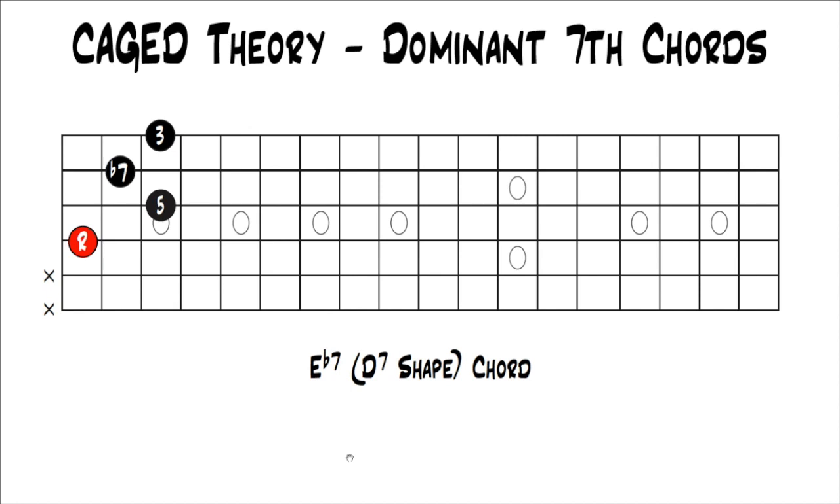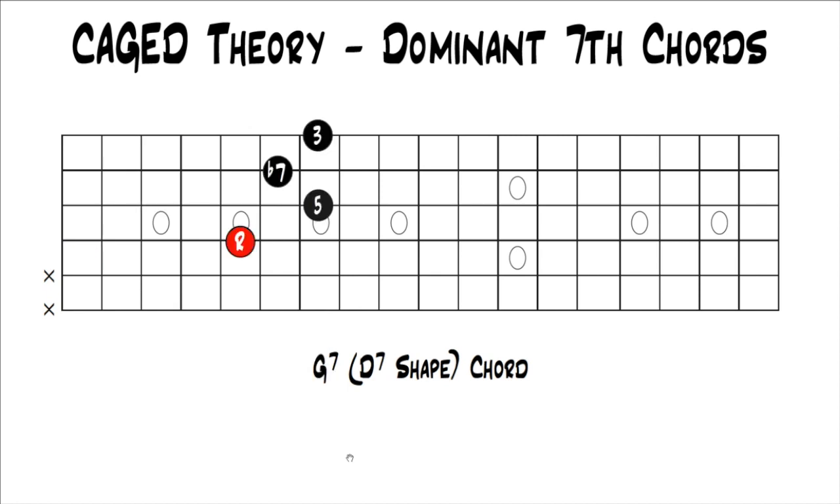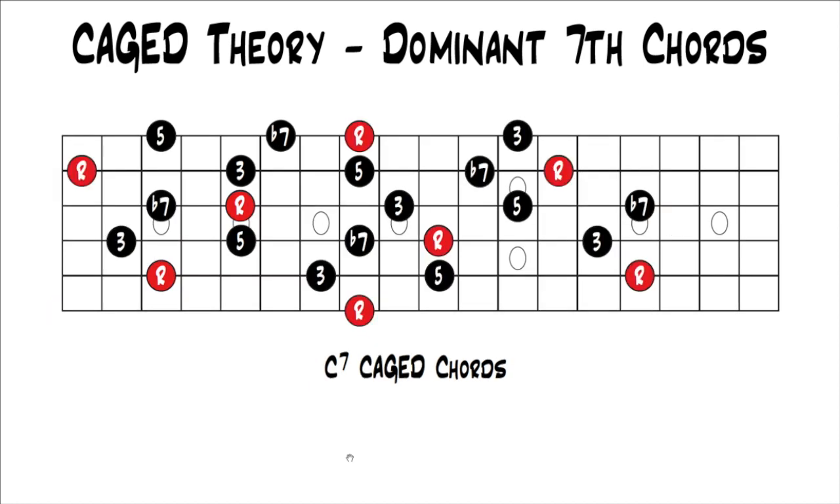And this is a movable chord now, so we can move it anywhere. If we move our lowest note up to the 5th fret, our root would be on G, so we'd have a G7 chord using the D7 shape. Then we can look at these up and down the whole fretboard. I put them in the key of C, so these are all C7 CAGED chords.